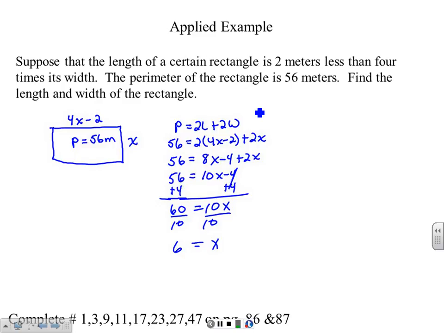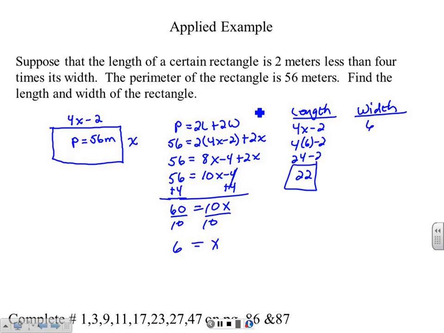So to find the length, we're going to say 4x minus 2, but we're going to plug in 6. And then we're going to find the width, and the width is just x. And so the length is 22, and the width is 6.